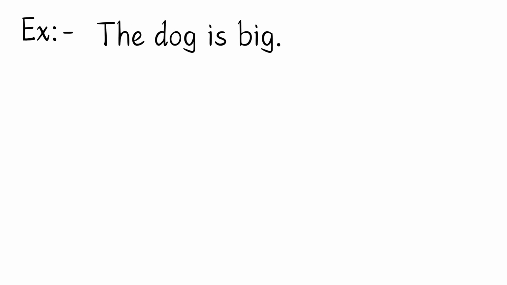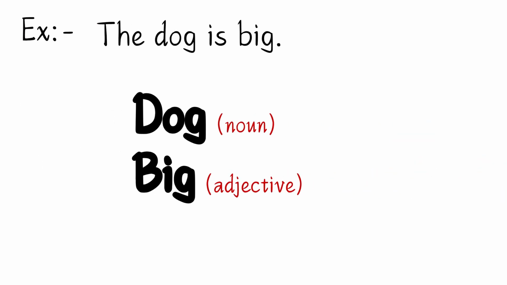Example: the dog is big. Dog is the noun. Big is the adjective describing the dog. Let's look at a few common adjectives we often use to describe things.